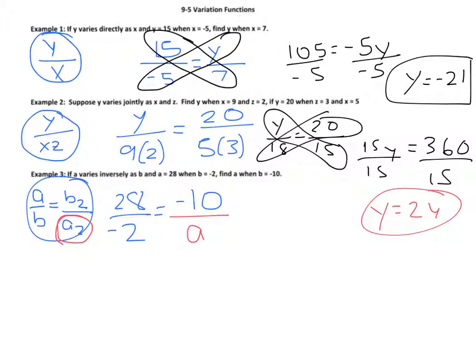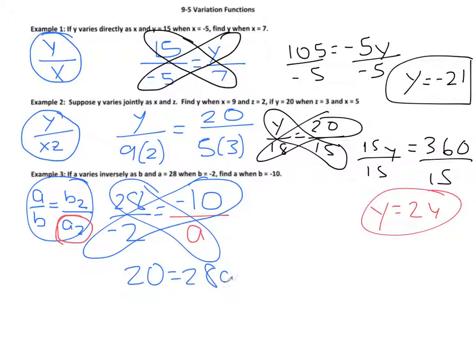Okay, so now same type of thing. We're going to cross multiply. We have -10 times -2, which is 20. And we have 28 times A, which is 28A. We'll divide both sides by 28. And 20 over 28 is going to give us a decimal, or in fraction form, A is going to equal 5/7 in this case.